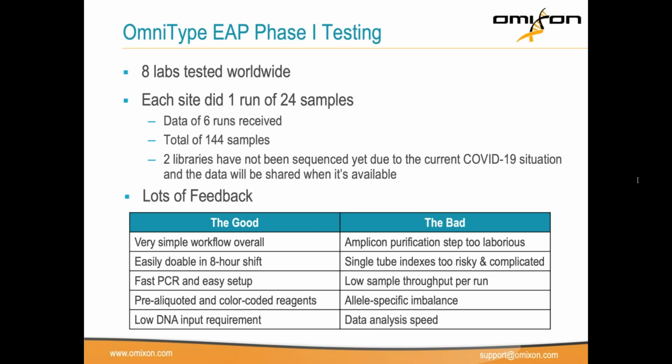They did not enjoy that there was a low sample throughput per run. So there was a limitation on the number of samples that the user could process in a single run. There were some specific allele-specific imbalances, and of course the data analysis was taking too long. This is the high-level feedback that we received from the phase 1 testing.